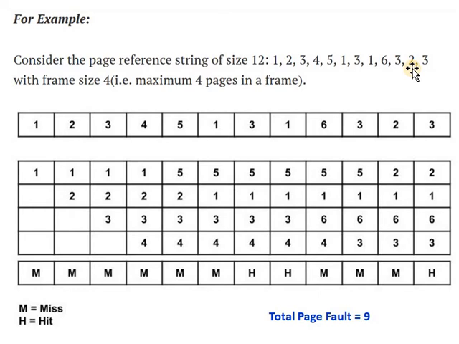See this example. This is a reference string. What is a reference string? 1 2 3 4 5 1 3 1 6 3 2 3. This is one sample string present in the memory. That string I want to place in a frame. Initially all 4 slots are empty. First I want to place this data. Initially all are empty.